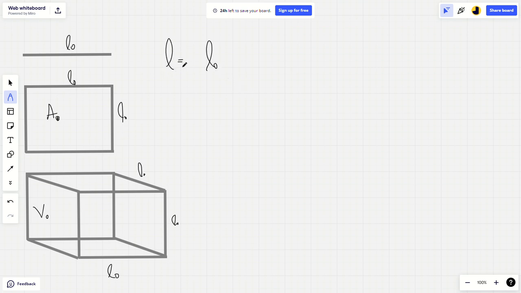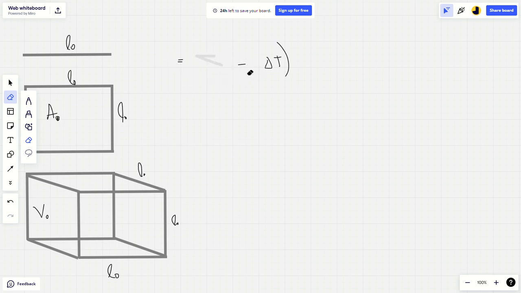L equals L0 (1 plus alpha delta t). This is the final length. We know this from the coefficient of linear expansion. I am assuming that you know this since you're doing this proof, and if you don't, I recommend you go and watch how we got to this, because I'm not going to make this video long. We are going to use this entire thing for this entire proof. This is the main thing here. Remember that.